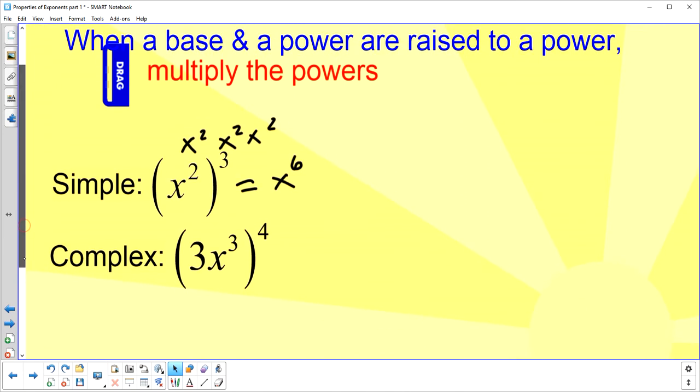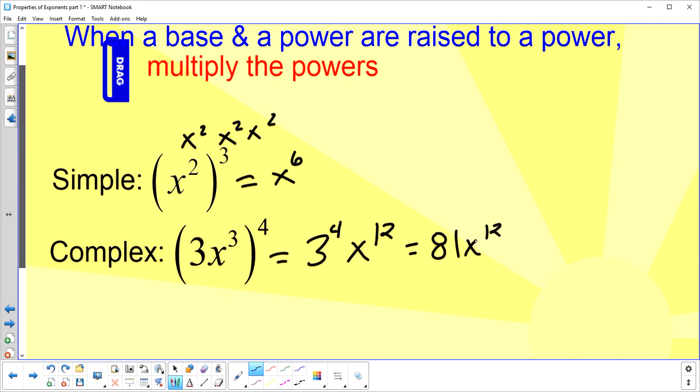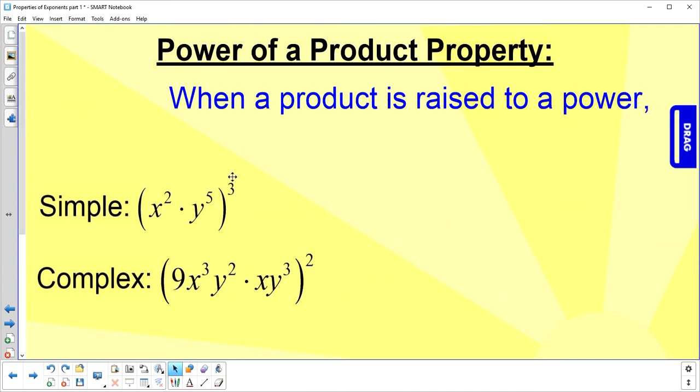Same idea. A little more complex is when we have 2 in there, and this is actually going to be the next property as well. We need to raise 3 to the 4th and then x to the 12th, and if we simplify that 3 to the 4th, we'd have 81x to the 12th. Okay, that one actually is a combination which creates this next one.